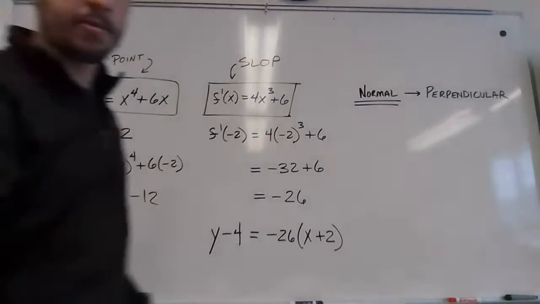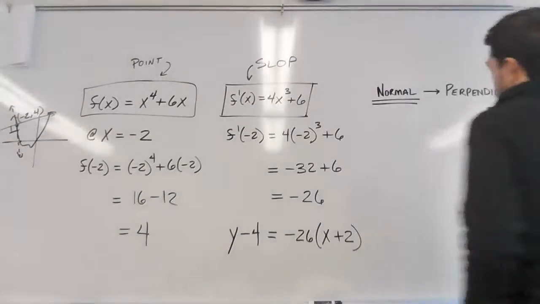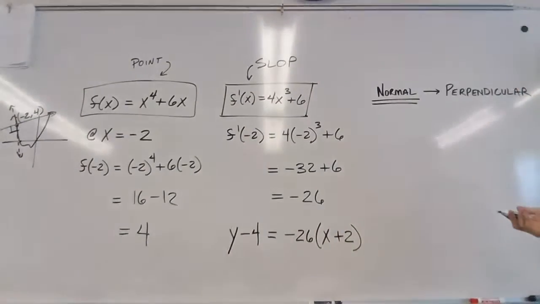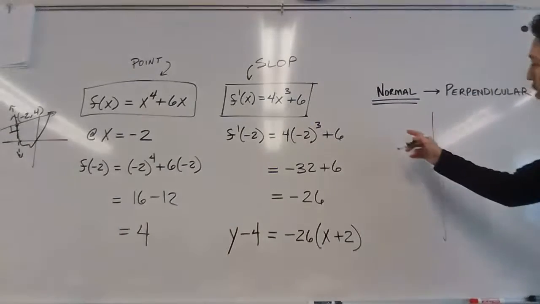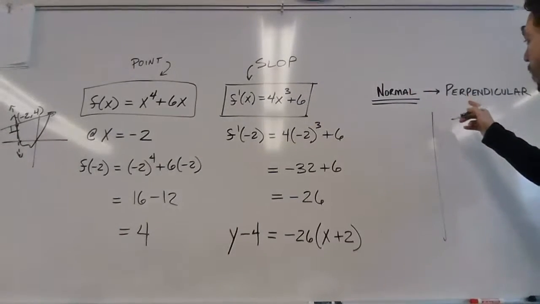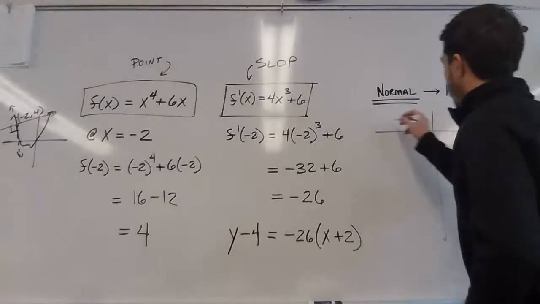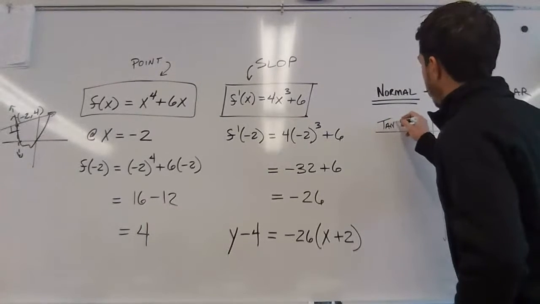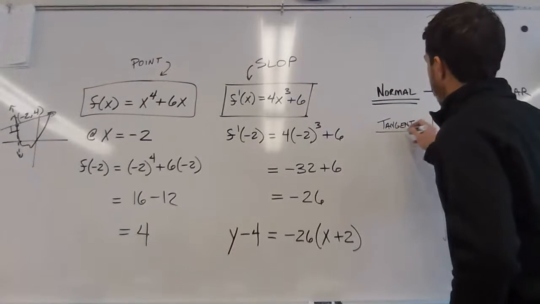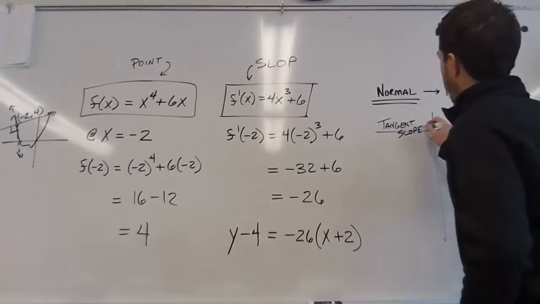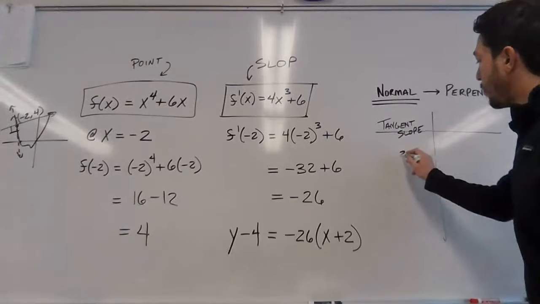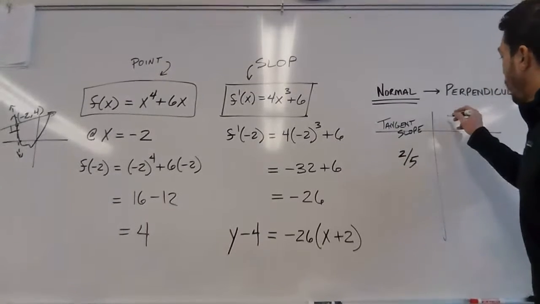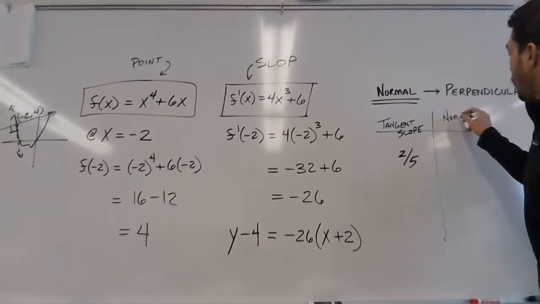So, quick little review of that with slopes. Suppose for a moment, I'll make a little chart here of slopes. Let's say your tangent line slope was 2/5. What would be your normal?